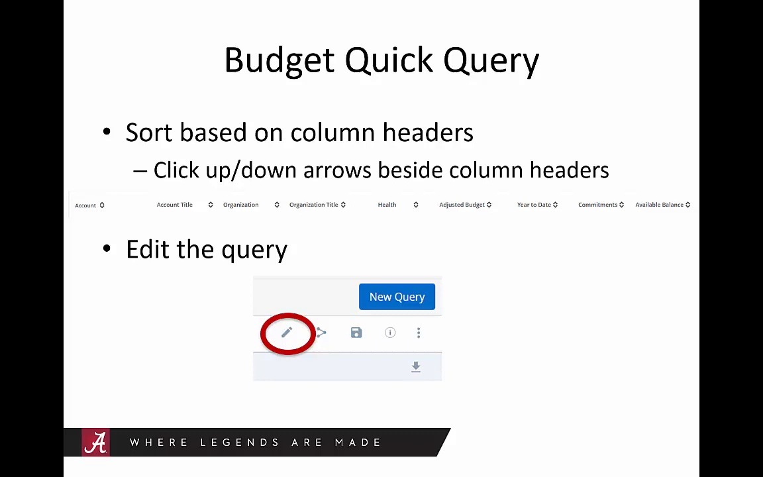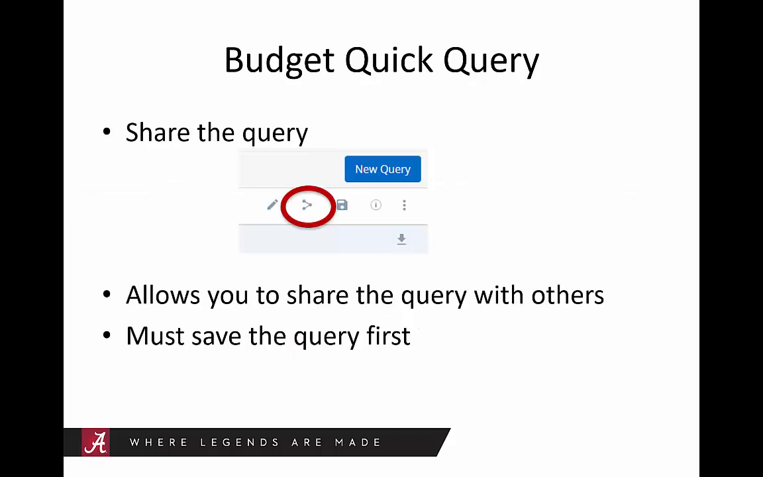In the top right corner of the page are several icons. The pencil icon allows you to edit the query. When you click on the pencil, the query box reopens for the current query and you can make changes. The share symbol allows you to share the query with other users. You must save the query before you can share it.